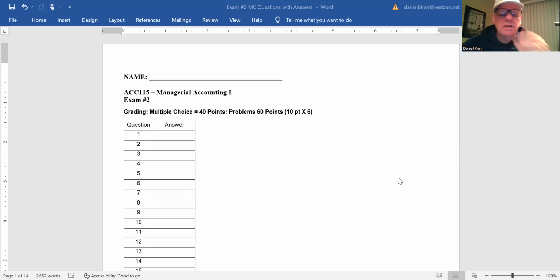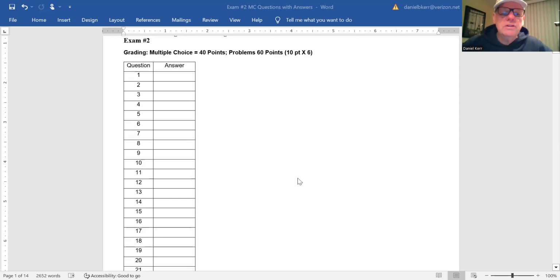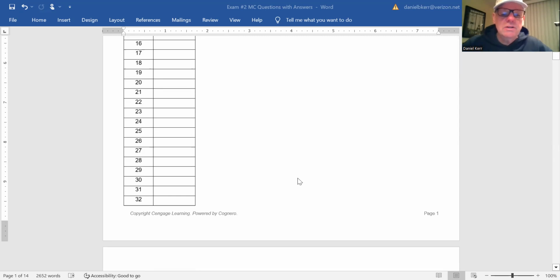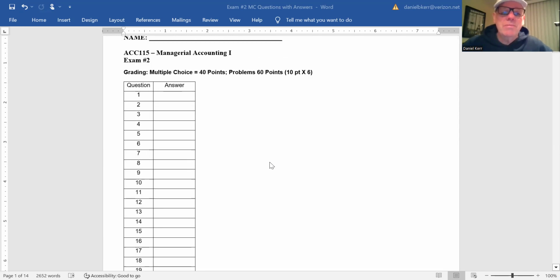The first thing you'll notice on the front page of your exam booklet is how I got your grade. I took the number of questions you got right, and there were a total of 32. So the number of questions you got right divided by 32. If you got all 32 right, the fraction would have been 32 divided by 32, and then I multiply that by 40 points. So if you got every question correct, you would have scored a maximum of 40 points.